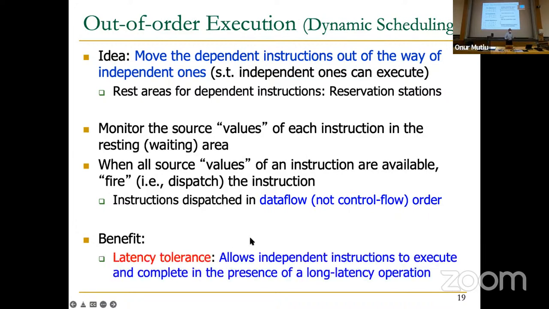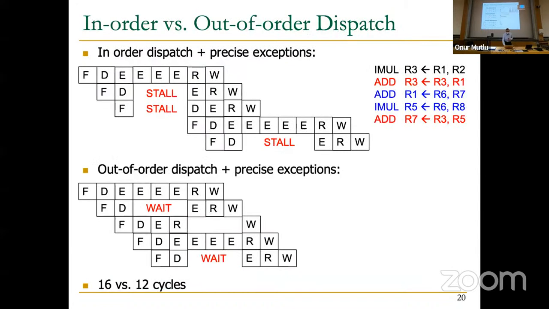You're allowing the independent instructions to execute and complete in the presence of a long latency operation. It could be any long latency operation. It could be because of a data dependence. It could be because of something else. Long latency operation is the key. And this long latency operation can be thousands of cycles. Keep it in mind, cycles, four cycles also.